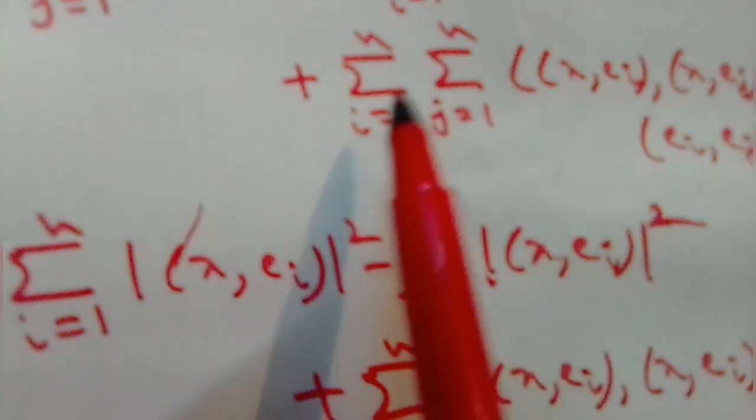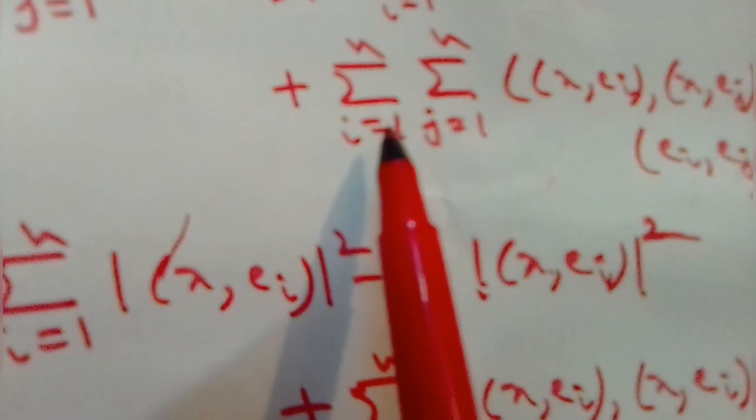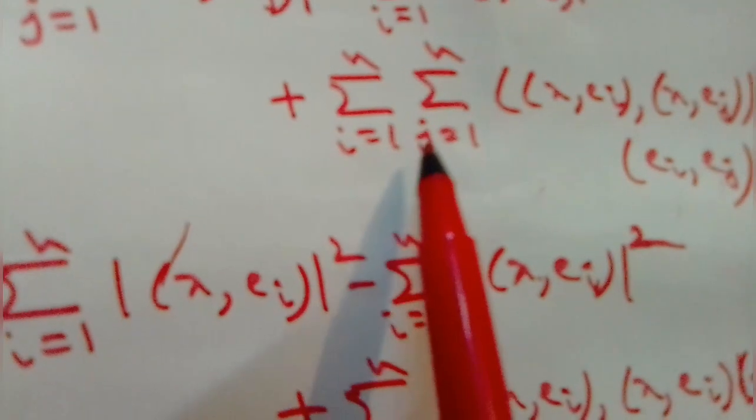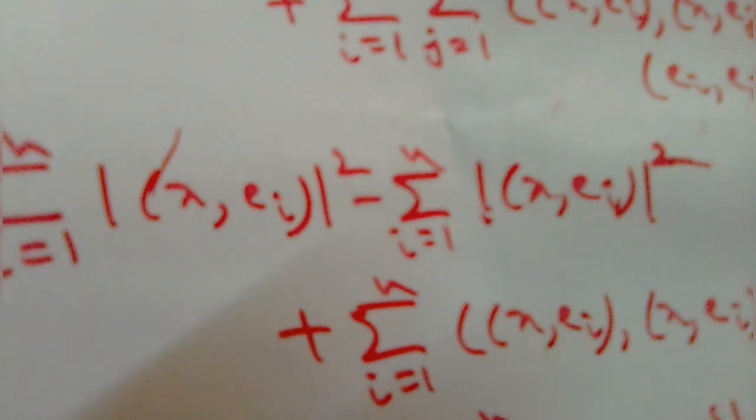And next, for the fourth term of the expression, that will change. j is turned into i. So the sum of i equals 1 to n, ⟨x, ei⟩, and here also ⟨x, ei⟩, and ⟨ei, ei⟩. So ⟨ei, ej⟩ turns into ⟨ei, ei⟩. That's the norm of ei whole square, that is 1. Certainly, so it will be abolished.